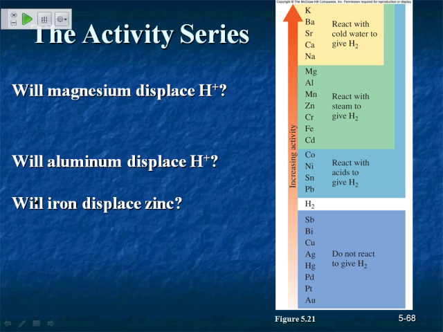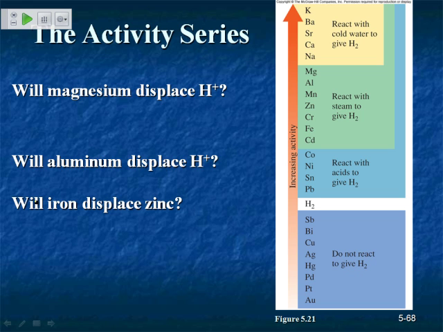Will aluminum displace H plus? Yes, it will. Will iron displace zinc? Where is iron? Where is zinc? Here is zinc, here is iron. If I put a piece of iron into a zinc solution, do you think I will see iron displacing zinc? No, I will not, because zinc is more active than iron. Zinc is above iron, so it cannot happen.